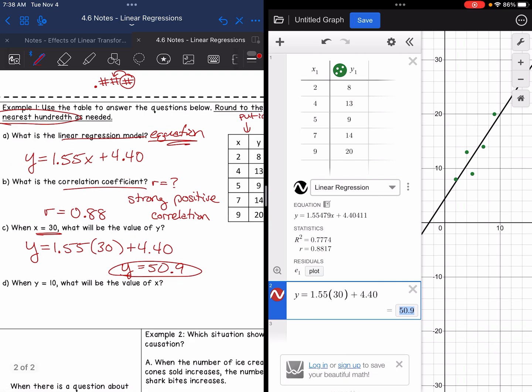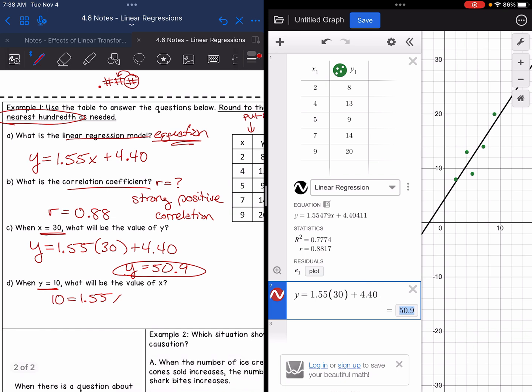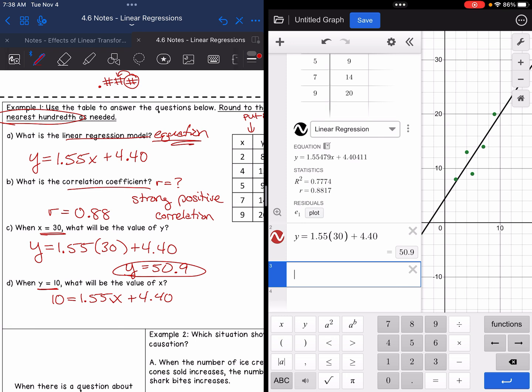All right, now on the next one, it says when y equals 10, what will be the value of x? So this time we're replacing the y with a 10, and we're keeping x as an x. So let's see what Desmos says. Let's see if we can do this on Desmos. All right, we may not be able to. 10 equals 1.55x plus 4.40. No, it just made a random blue line on my graph, okay?